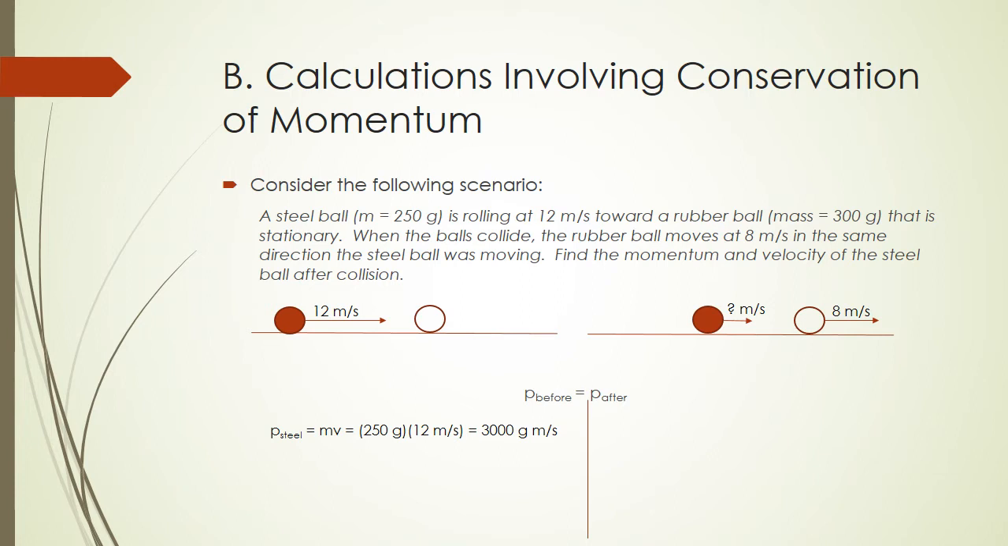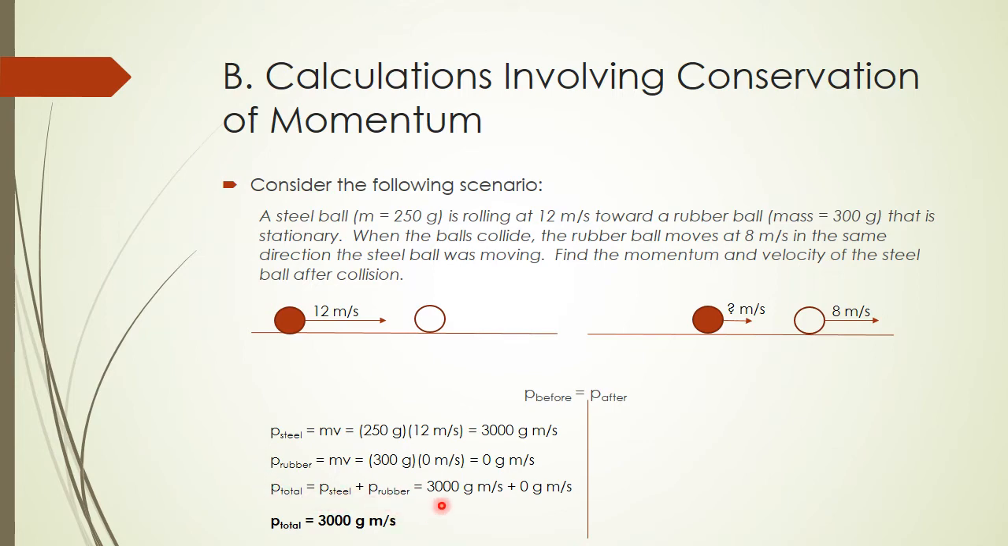We now need to do the same thing for the rubber ball, where its momentum is also its mass times its velocity. We're told its mass is 300 grams, and then it's stationary, so it's not going anywhere. So its velocity is 0. So the initial momentum of that rubber ball is 0 gram meter per second. Now what I need to do here is find the total of those. I want to know what the total momentum before the collision is. So I need to add them together, where the total momentum is equal to the momentum of the steel ball plus the momentum of the rubber ball.